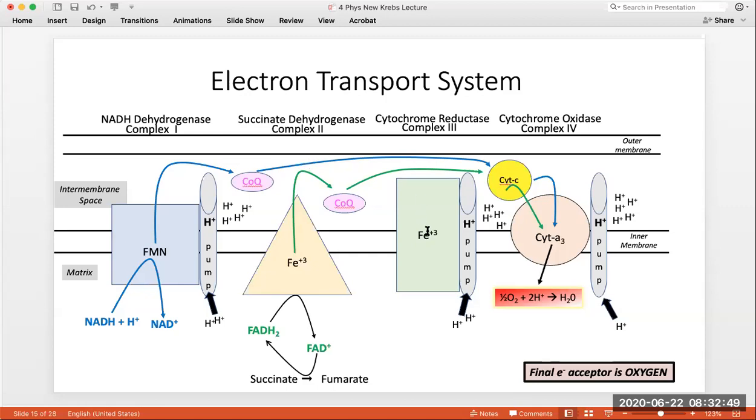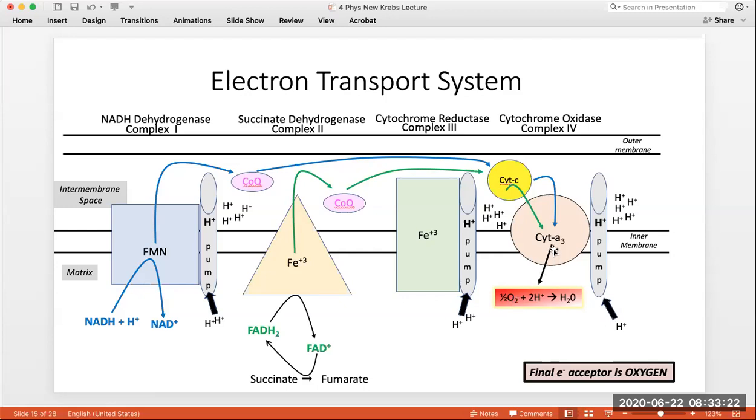iron of complex 3. I just realized I forgot to add arrows here. It first goes to iron of complex 3, and then from iron of complex 3, the electrons get transferred to cytochrome C, which is then going to shuttle the electrons from complex 3 to complex 4. Once the electrons get transferred to complex 4, they go from cytochrome C to cytochrome A3. This is just one member of this complex. And from cytochrome A3, the electrons get transferred to oxygen.